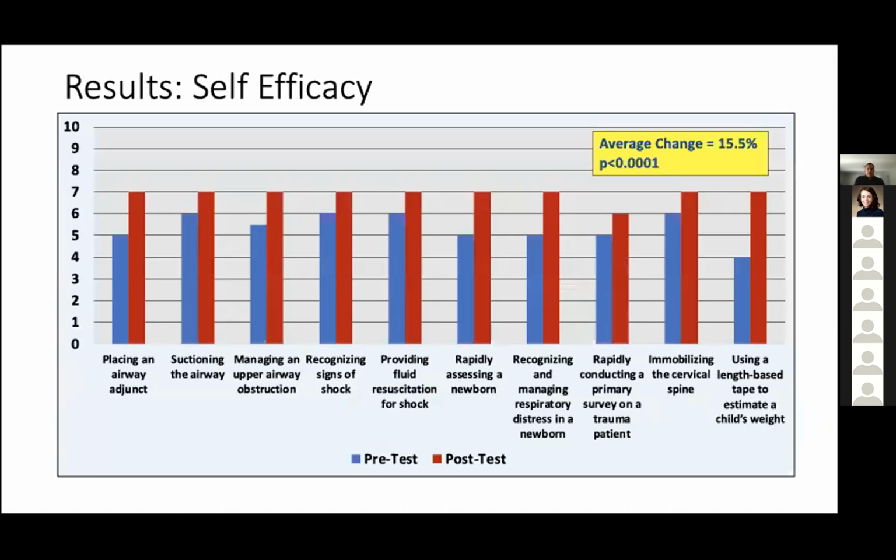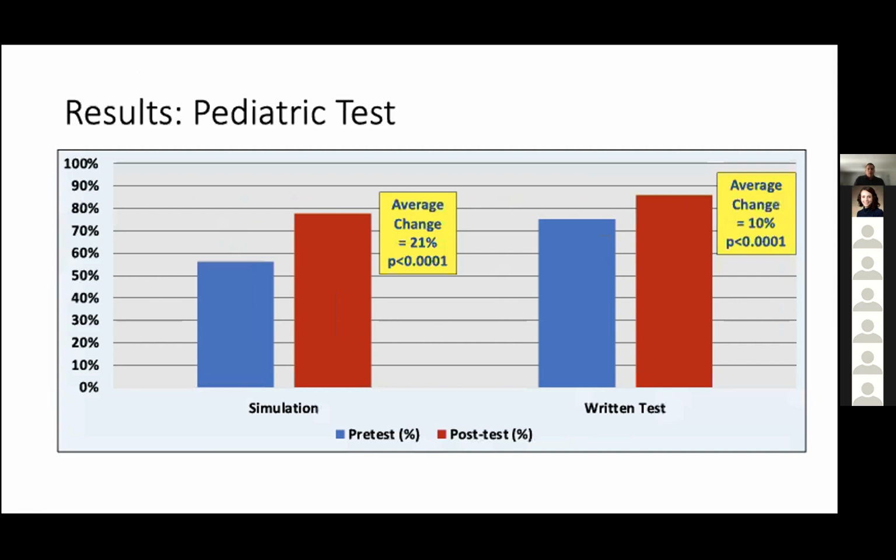So here's a look at some of our results. I'll go through these relatively quickly, but when looking at that first level, provider confidence pre and post training, for the pediatric training, we noted an overall improvement of 15.5% of the actions that were listed and taught during our training. For the pediatric content, when comparing pre and post test scenarios, we found an average change of 21%. And for the written test, we saw an average improvement of 10%.